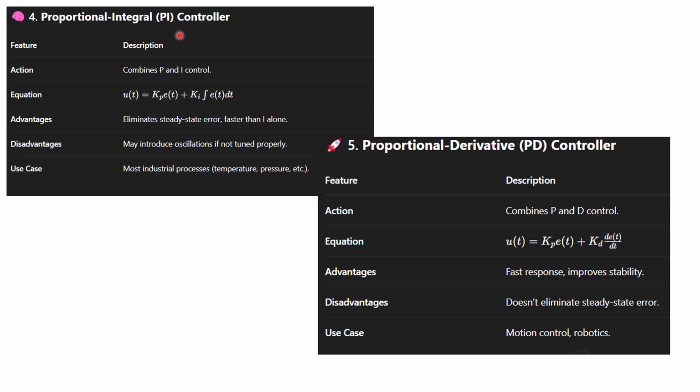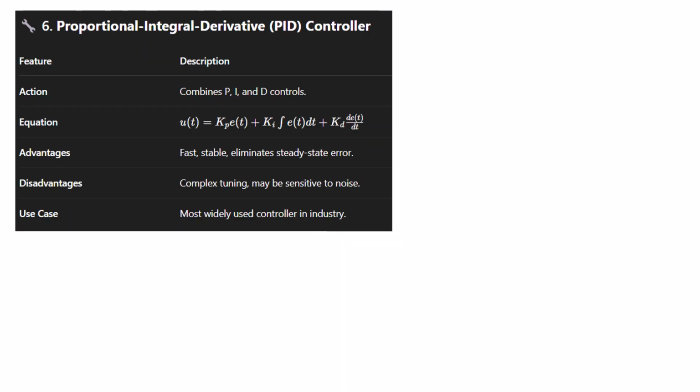The problem with I is that the speed of response is very slow. But that problem is not here. In the same way, the proportional derivative PD controller is a combination of P and D. But it cannot remove steady state error. But yes, the one thing is that it has fast response and improved stability.